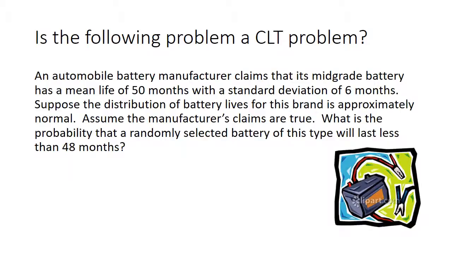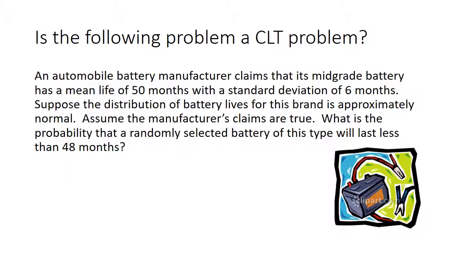Next, is the following problem a central limit theorem problem? An automobile battery manufacturer claims that its mid-grade battery has a mean life of 50 months with a standard deviation of 6 months. Suppose the distribution of battery lives for this brand is approximately normal. Assume the manufacturer's claims are true. What is the probability that a randomly selected battery of this type will last less than 48 months? Is this a central limit theorem problem?